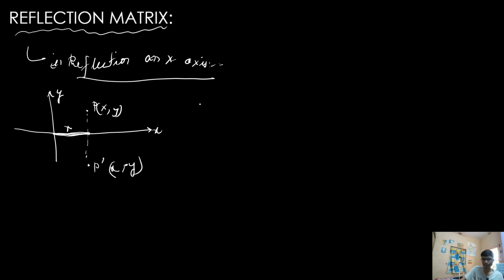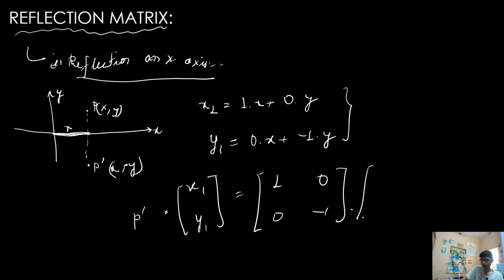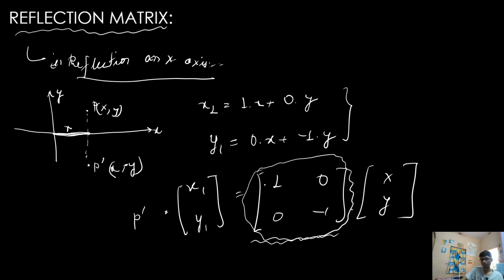So from here I can write that the new value of x, that is x1, is 1 times x plus 0 times y, and similarly y1 is 0 times x plus minus 1 times y. I can write the reflection point P dash in the form of a matrix, equal to the matrix 1 0, 0 minus 1 multiplied by x and y. So this matrix is the reflection matrix of any point about the x-axis.